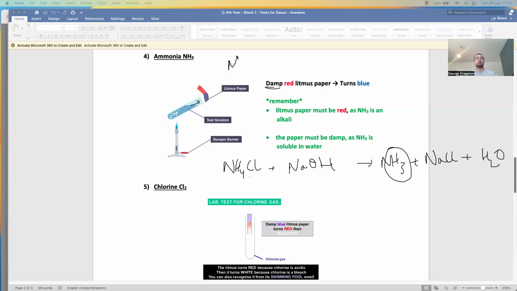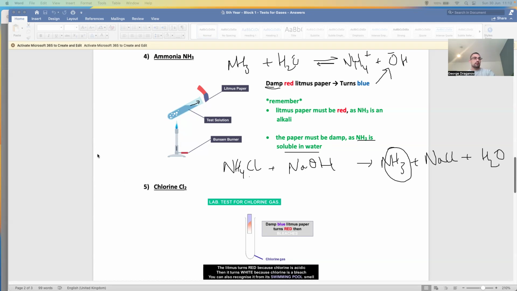Okay, NH3 plus water. It will form your NH4+, which is your ammonium ion, plus OH-. And that is what's going to make it blue. So it must be damp, otherwise it doesn't work. So NH3 is soluble in water. That's the simple GCSE notion.